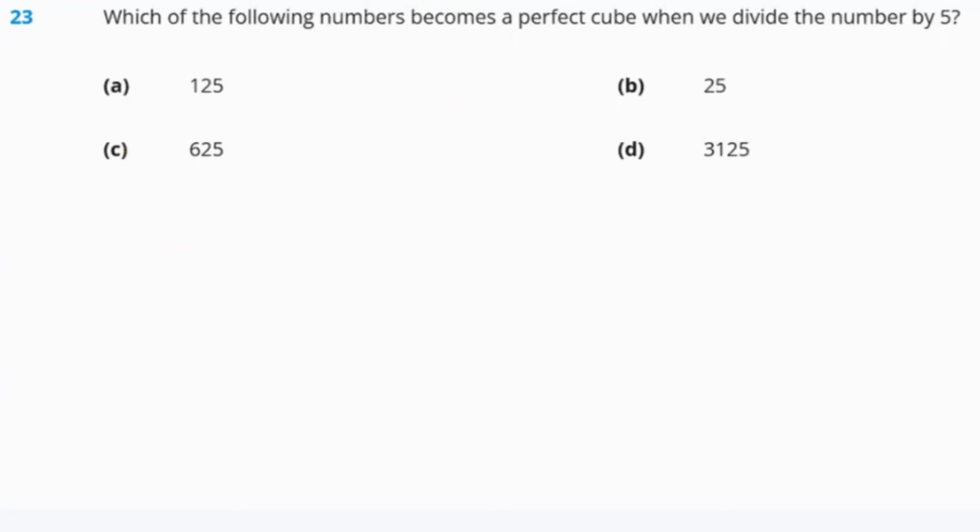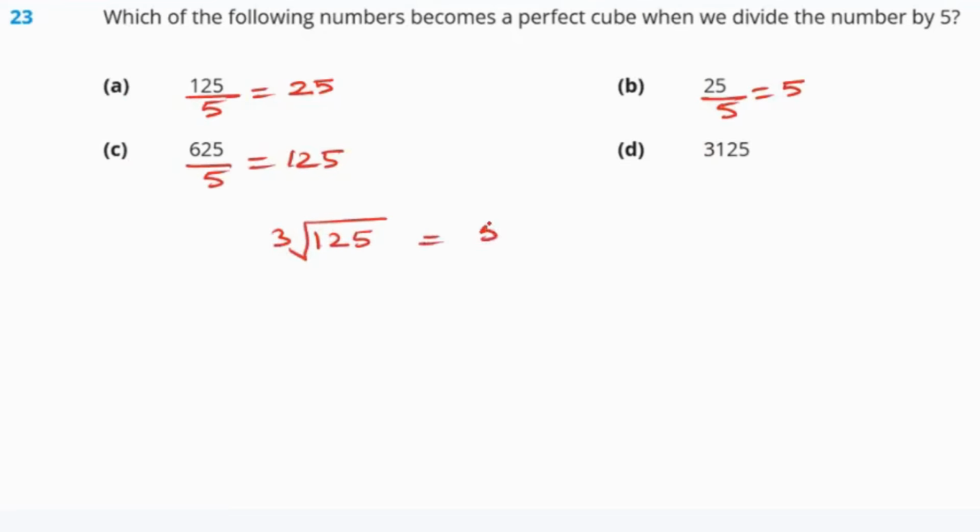Now we are moving towards the next question, which is question number 23. Which of the following numbers becomes a perfect cube when we divide the number by 5? If we divide 125 by 5, we get 25, and that is not a cube. When we divide 25 by 5, we get 5, and 5 is not a cube. When we divide 625 by 5, we get 125, and 125 is the cube of 5. That's why our correct answer is option number C.